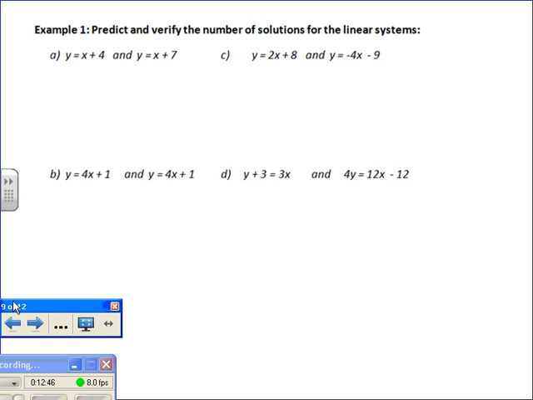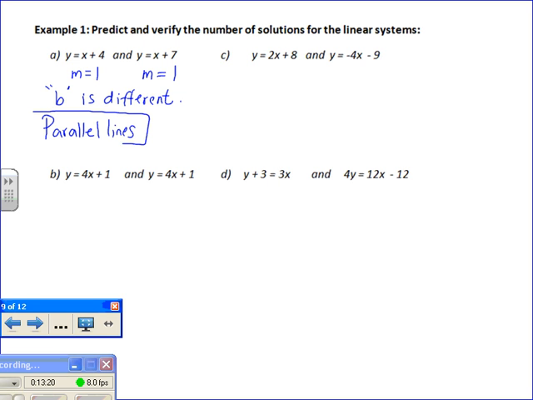Are these parallel? Are these perpendicular? Are these coincident lines? So the first thing I look at is I see that they have different equations. Okay, so I know they're not coincident lines. But if I look at the slope, m is equal to 1. In the second equation, m is also equal to 1. Okay, but b is different. So these lines have the same slope. They are parallel lines, which tells me that there is no solution.